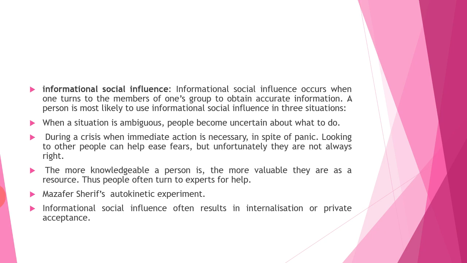So our desire is to be right in this situation. A person is most likely to use informational social influence in three situations. When a situation is ambiguous, people become uncertain about what to do. During a crisis, when immediate action is necessary in spite of panic, looking to other people can help ease fears, but unfortunately they are not always right.